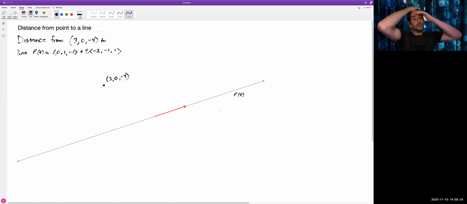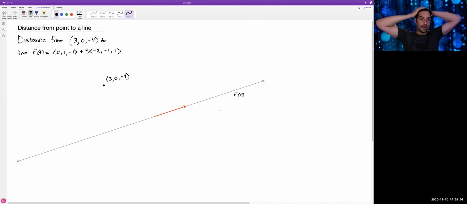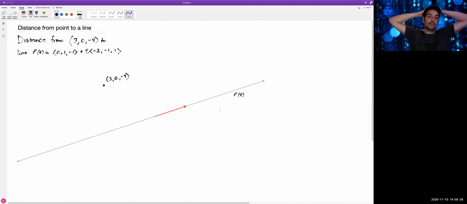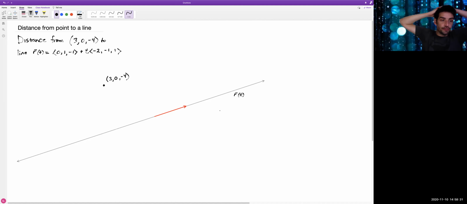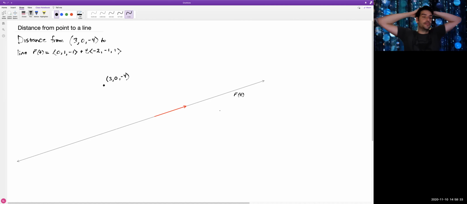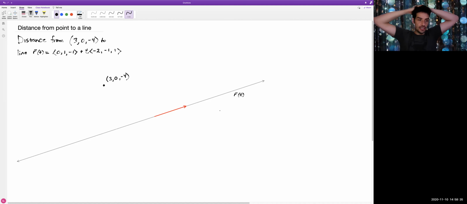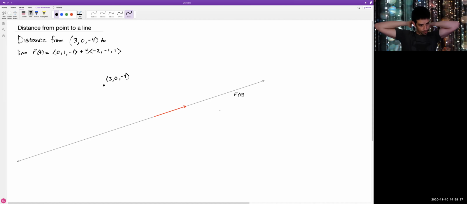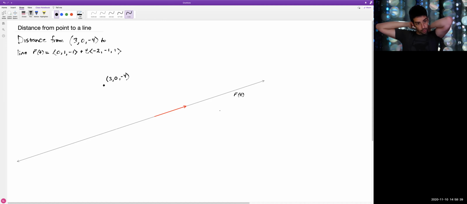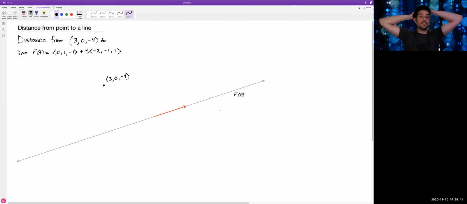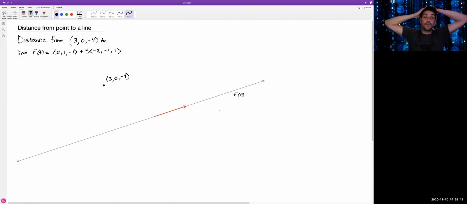So in this example, we want to find the distance from a point, in this case (3, 0, -4), to the line given as a vector equation, r of t, that you can see there: the vector (0, 1, -1) plus t times the vector (-2, -1, 1).